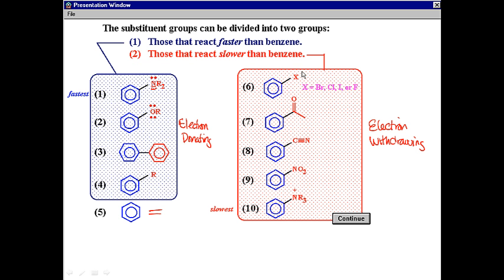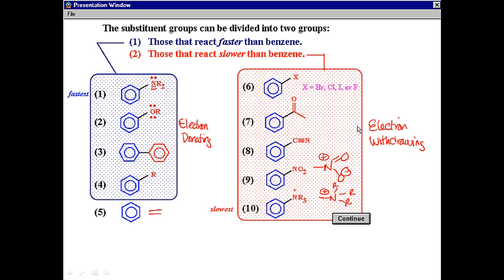Electron withdrawing: halogens withdraw a little bit of electron density, carbonyls a little bit more, C triple bond N a little bit more, NO2, and remember NO2 looks like this, withdraws even more. And if I put a nitrogen that's got 4 alkyl groups attached to it so that it has a plus charge, an ammonium salt, it withdraws the most electron density. So this is what we find experimentally.